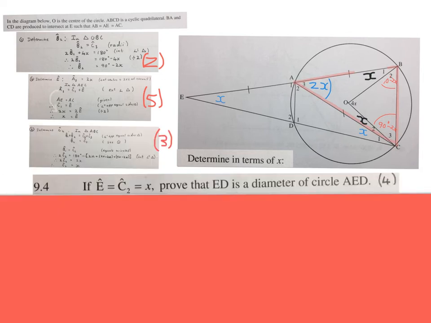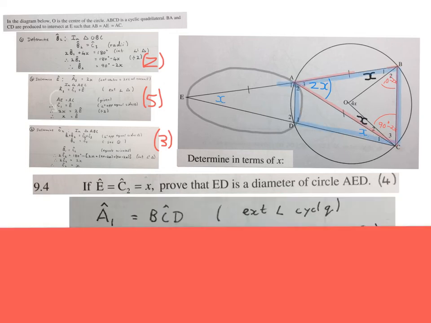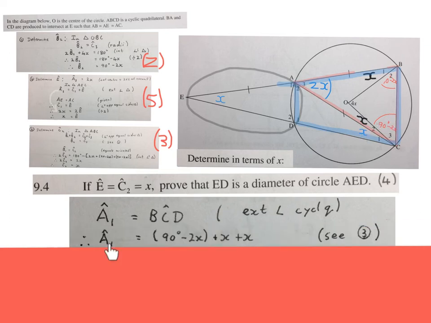The last part of this question says, if angle E is equal to angle C2 is equal to x, prove that ED is a diameter of circle AED. We have to prove that this circle has a diameter of ED. They told us that is x, that we already filled in, and they told us that is x. We may write angle A1 is equal to angle BCD, exterior angle of a cyclic quad. So that angle there at A is equal to all those together. Then we can write angle A1 is equal to 90 minus 2x from there, x from there, and the other x from there. You can write C3 above, that's where it came from.